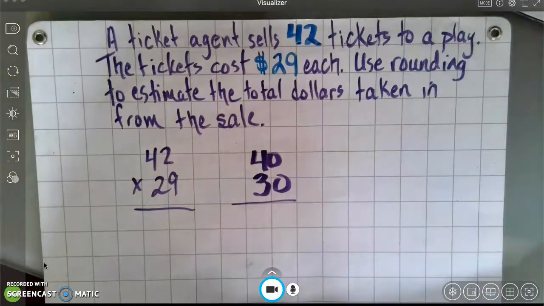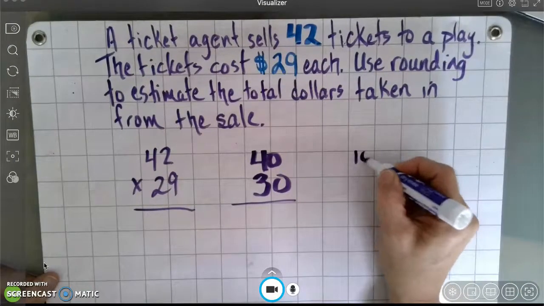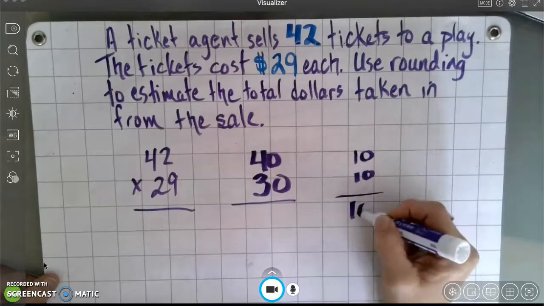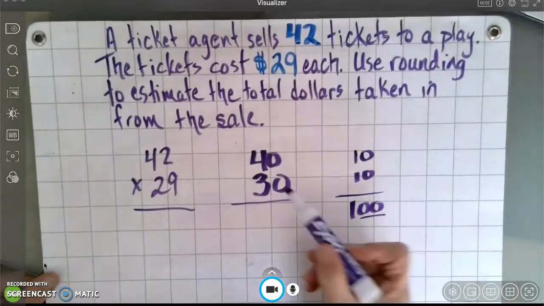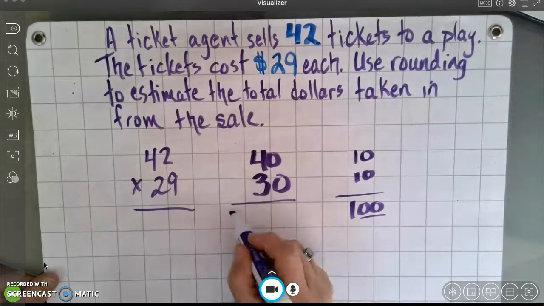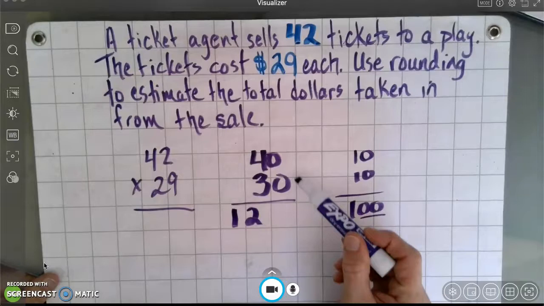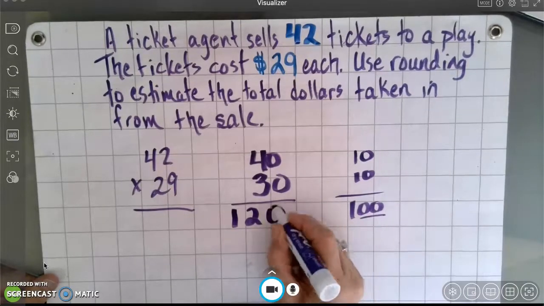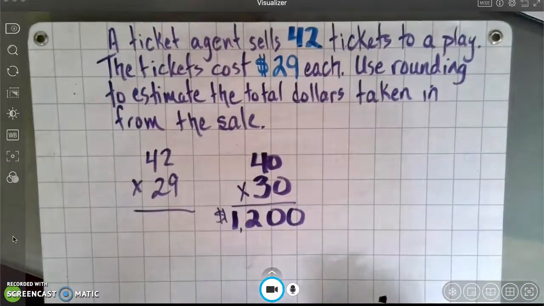And here, once again, we could use the zero rule because you already know that when you multiply two tens, you get a number that is in the hundreds, and that's where your two zeros come from. So what you could do is say 4 times 3 is 12. But because you're multiplying two tens, you're going to have two zeros. So they're going to have roughly $1,200.